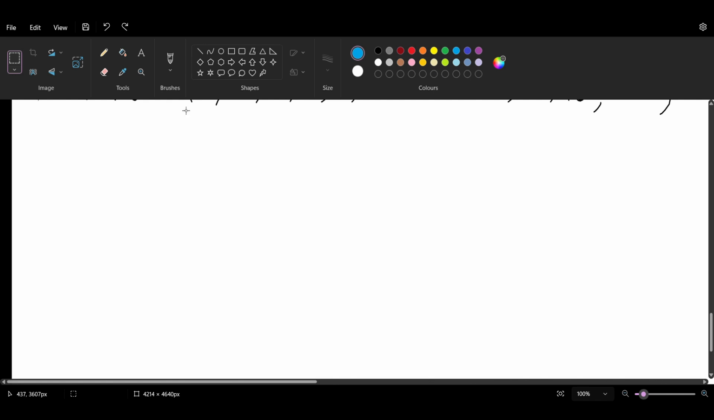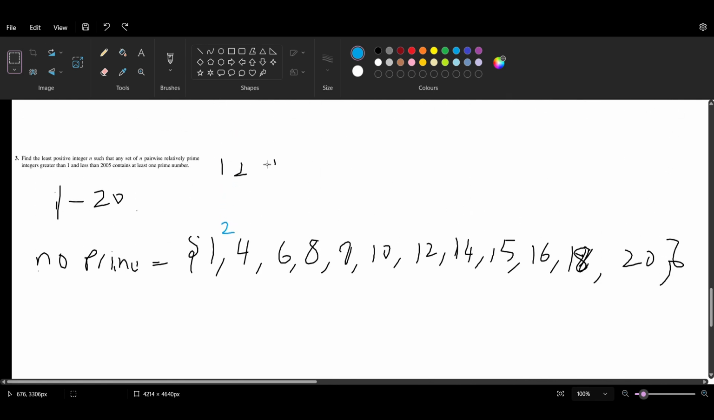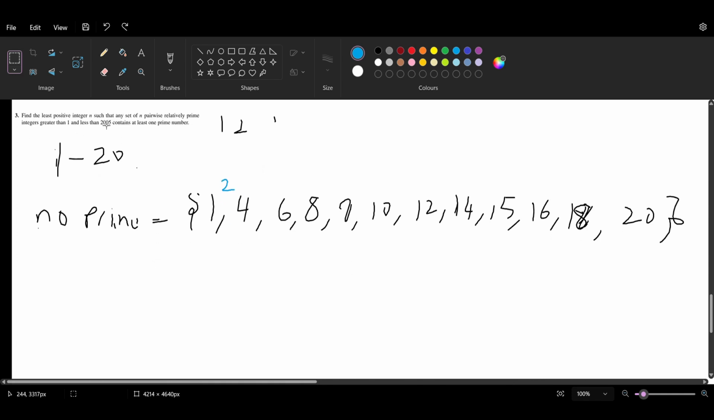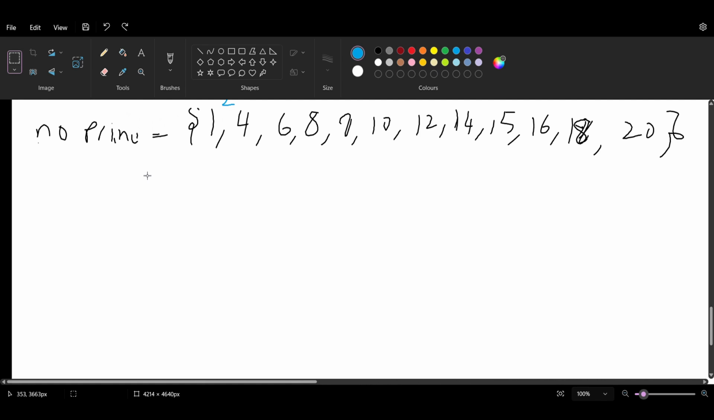So if you notice, from 1 to 20, I don't know how many primes actually. Let me just write the primes: 2, 3, 5, 7, 11, 13, 17, and 19. These are all the primes from 1 to 20. I hope I didn't miss any.